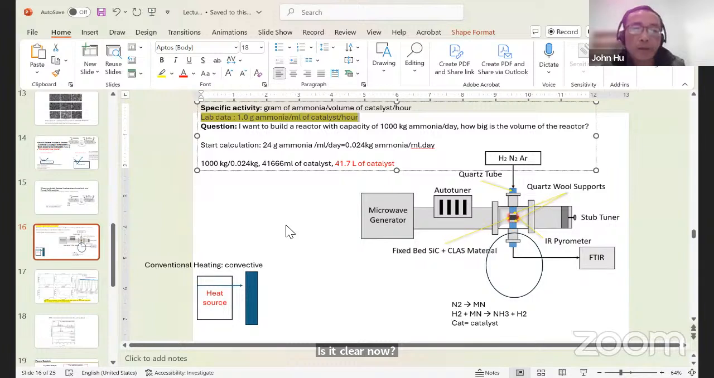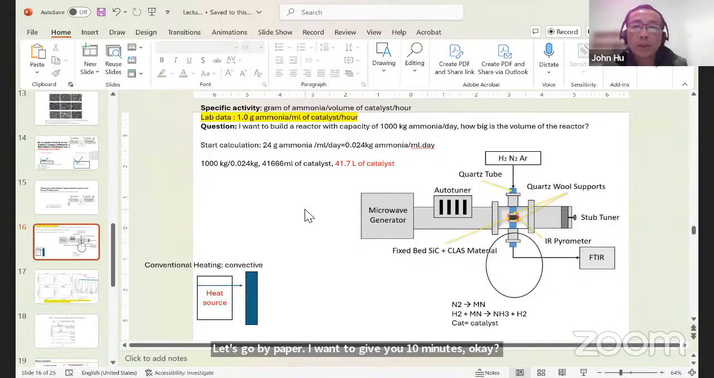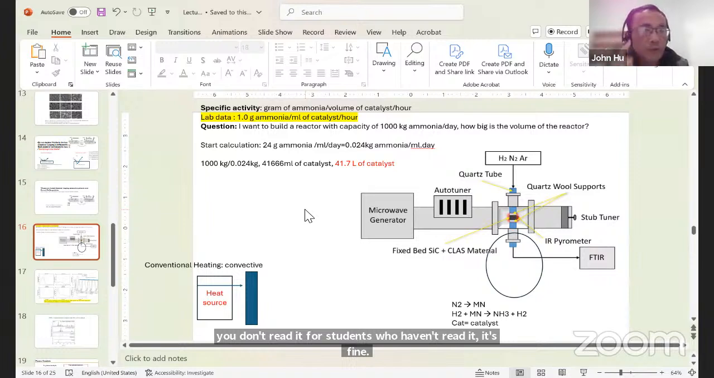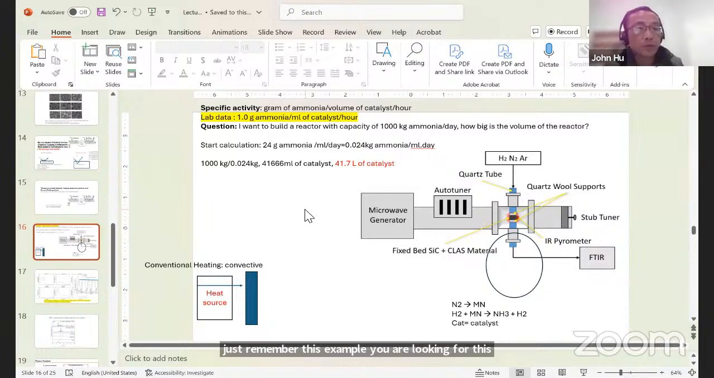Let's go by paper. I want to give you 10 minutes. I'm going to show you the paper. I hope you read it. For students who haven't read it, it's fine. Just remember this example. You are looking for this yellow highlighted data from the paper. You can read it. So let's go to the paper.